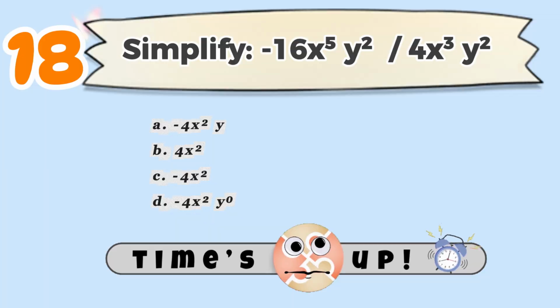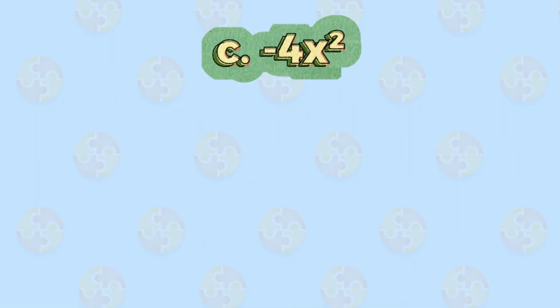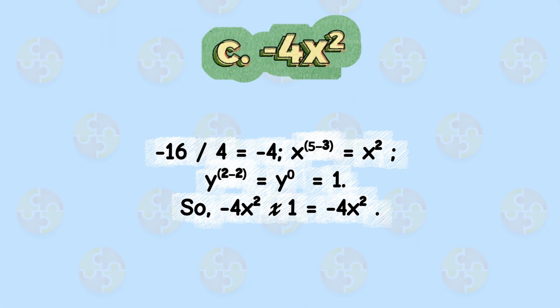The correct answer is C, negative 4x squared. Negative 16 divided by 4 equals negative 4. X to the power of 5 minus 3 equals x squared. Y to the power of 2 minus 2 equals y to the 0, which equals 1. So, negative 4x squared times 1 equals negative 4x squared.